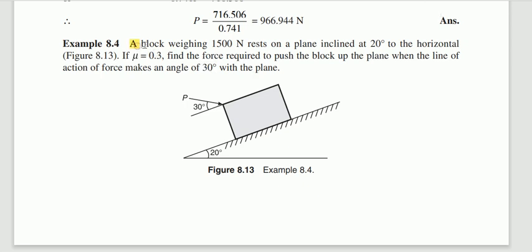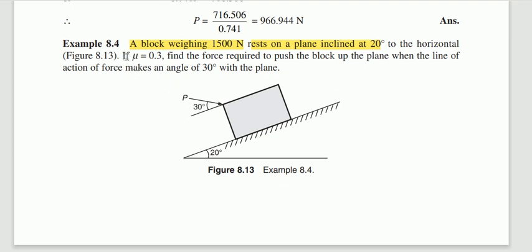So let us discuss this simple problem. A block is given, and the weight of the block is 1500. It is resting on an inclined plane, as you can observe in the figure. This block is resting on the inclined plane, and that plane makes an angle of 20 degrees with respect to the horizontal axis. That is, the inclination is 20 degrees.